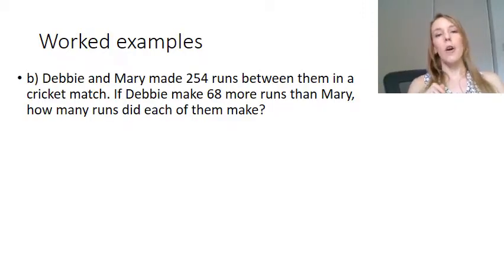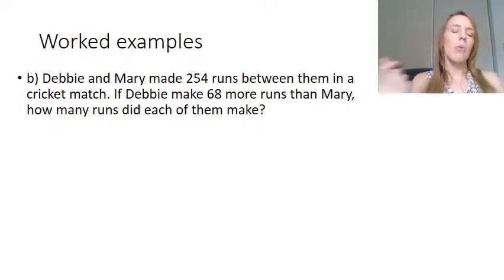Okay. Oh, I cleared it instead of going to the new slide. Sorry. Okay, so our second worked example is Debbie and Mary made 254 runs between them in a cricket match. So if Debbie makes 68 more runs than Mary, how many runs did each of them make? Okay, so Mary made a certain amount of runs and Debbie made 68 more.